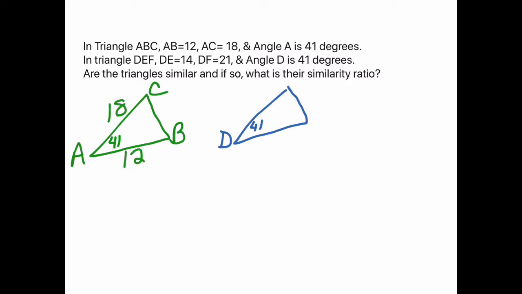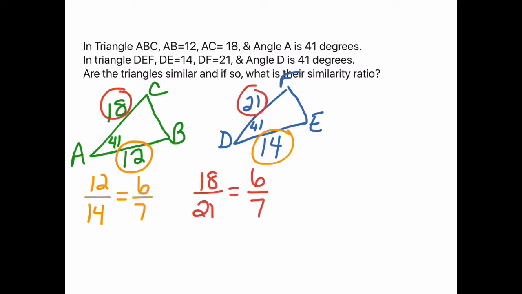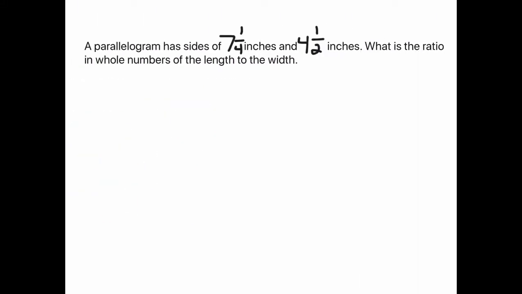I added the values for AB being 12 and AC being 18. I just did that based on how they look, and I'll mirror that on the blue, just like that. And now I'll check to see if the similarity ratios are the same. I've used the 12 and the 14 here, which reduces to 6 over 7. And in the red, the 18 and the 21 also reduces to 6 over 7, so we can safely say that these are similar and their similarity ratio is 6 to 7.